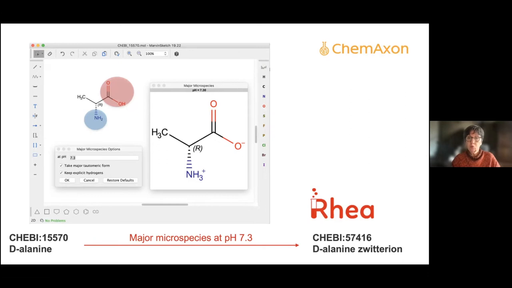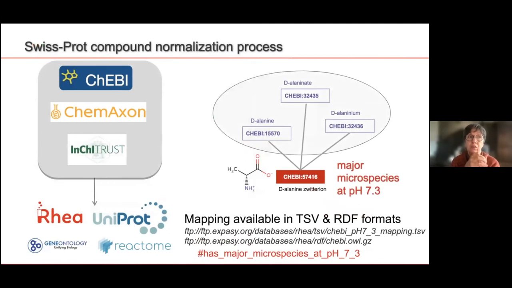So we use the Chemaxon software to perform this calculation. If you use all the ChEBI structures that identify alanine and you do this computation, the major microspecies at pH 7.3, you will always retrieve this ChEBI ID, which is the D-alanine zwitterion. This is very useful to be sure that Rhea is non-redundant, because if one curator chose one form and another curator another form, we could have the same reaction but for different pH. So all our reactions are balanced for pH 7.3.